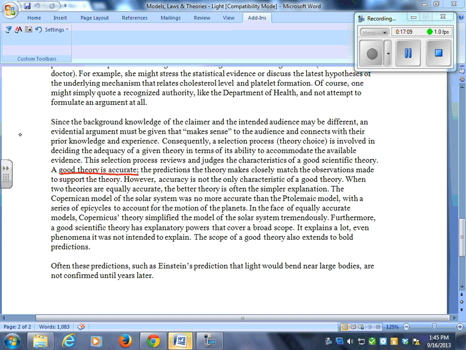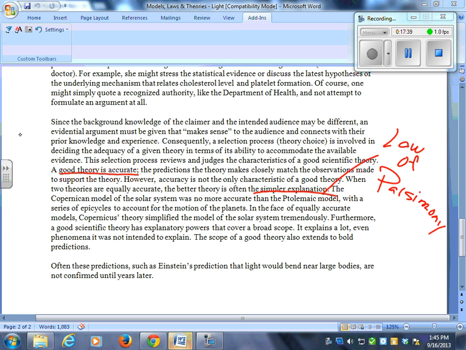When two theories are equally accurate, the better theory is often the simpler one. And that, my friends, is known as the law of parsimony. I write sideways. The law of parsimony. And I have a beautiful handout there. It's on the back. We'll get to it probably tomorrow about the law of parsimony, and about a horse that does math. Everybody loves horses that do math, right?